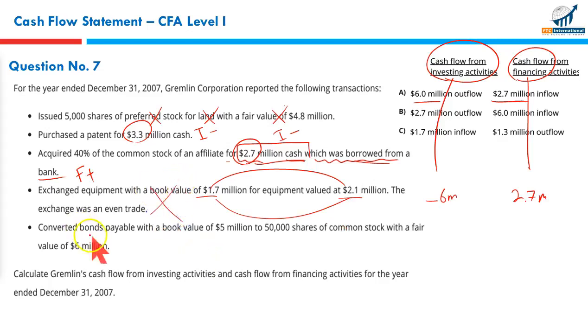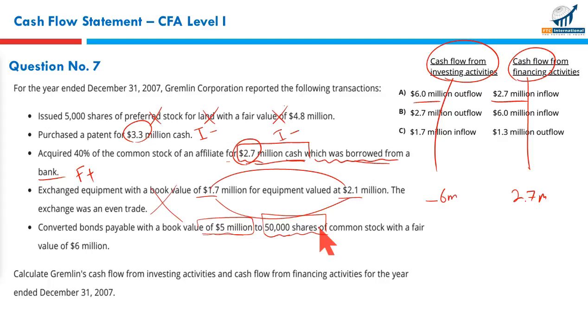Ignore that. Converted bonds payable with a book value of 5 million into 50,000 shares. Bonds are being converted into shares. It does not involve any cash inflow or outflow, so it cannot be reported within the cash flow statement. They are changing our liability. They are changing the number of shares outstanding. Yes, these are transactions, but they do not involve cash.